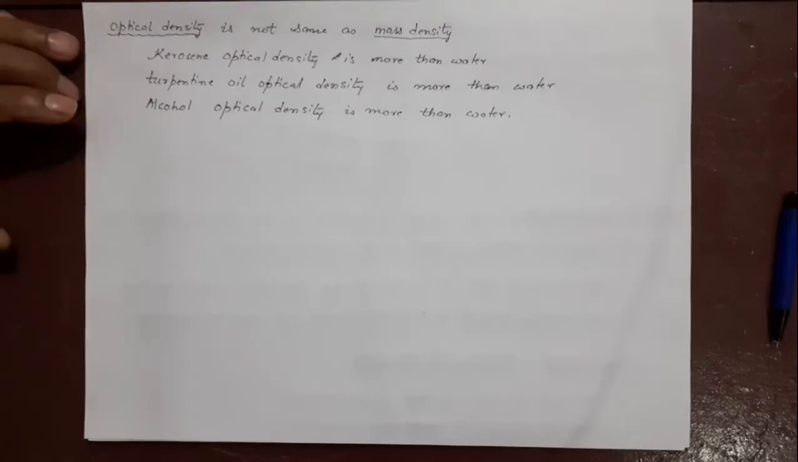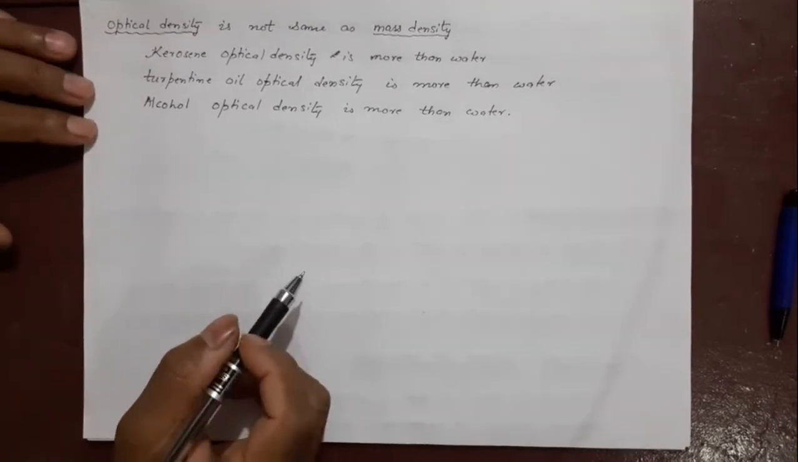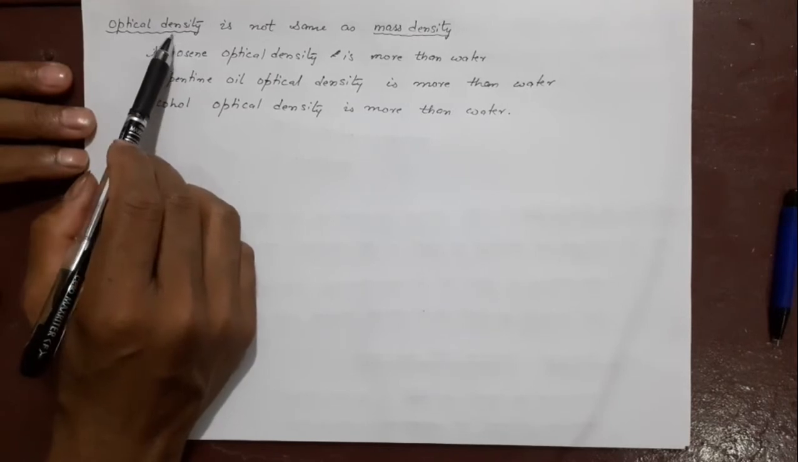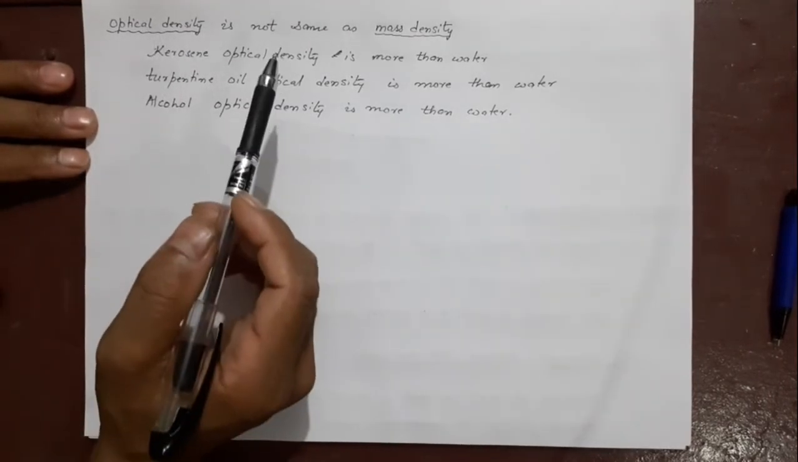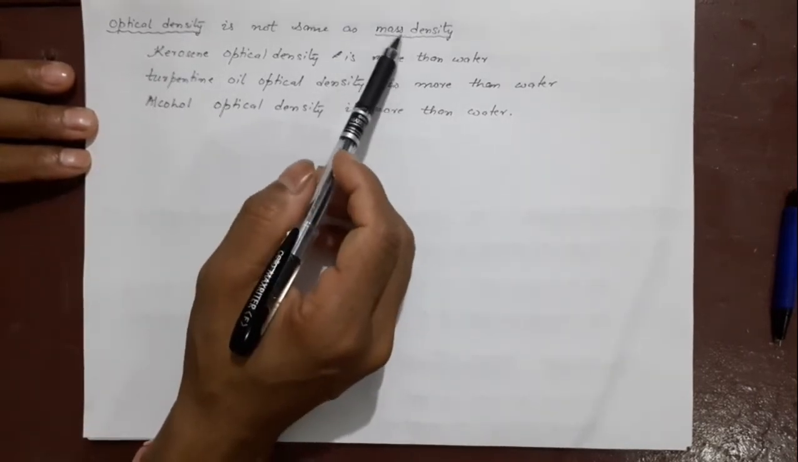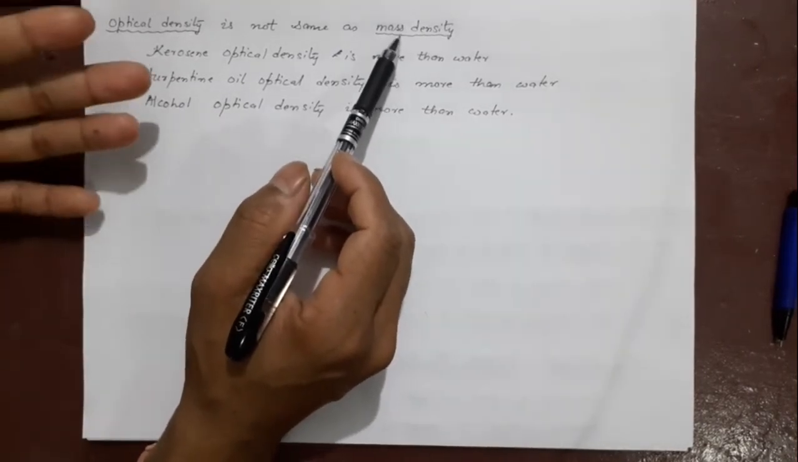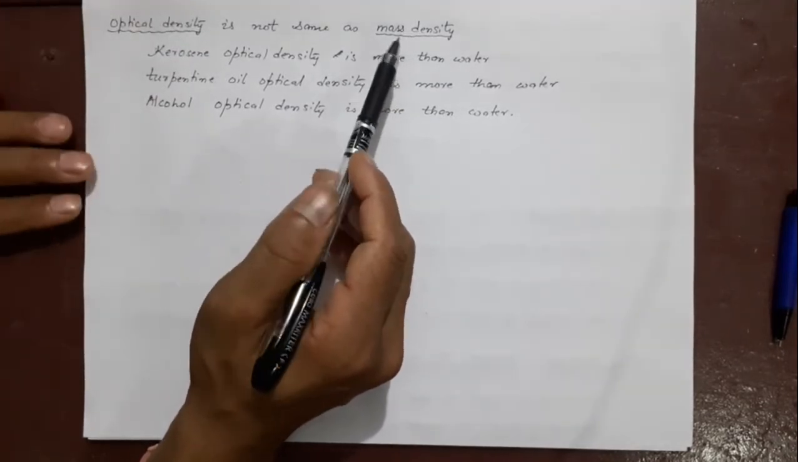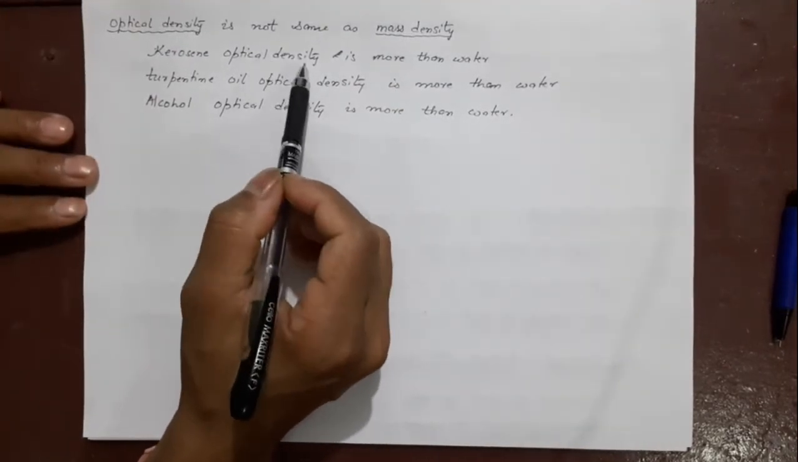Here we need to know a very small confusion, but it is easy. Optical density will decide which is the rarer medium and which is the denser medium. It is not the same as mass density. You know that cotton has very low density and iron has high density, like that you can easily know. But in the optical density case, you cannot know like that.